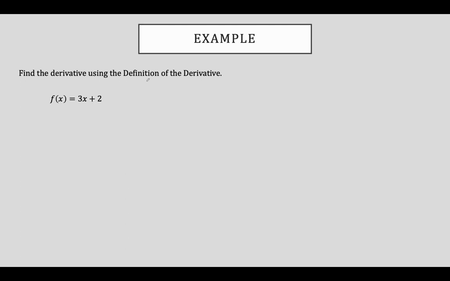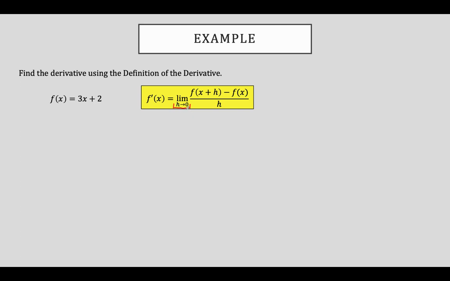Find the derivative using the definition of the derivative. Well, what's the definition of the derivative? F prime of x is equal to the limit as h approaches 0 of f of x plus h minus f of x, all divided by h. So we need to begin setting up this equation. We have f prime of x equals, do not forget, the limit as h approaches 0. This is so important. If you don't evaluate this limit, you are not finding a derivative.